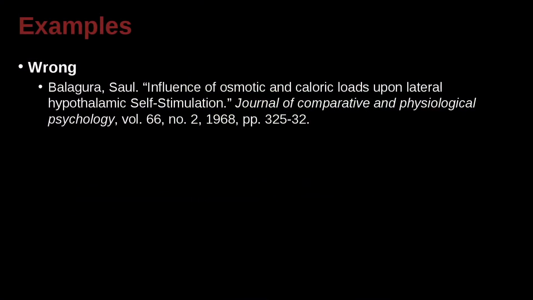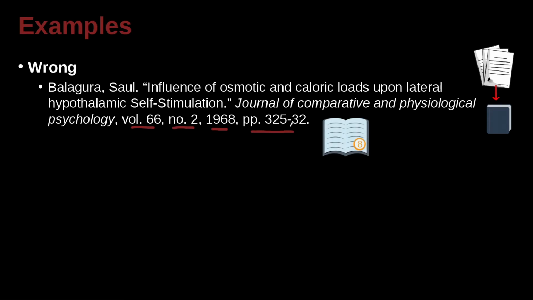Alright, a straightforward example here, Bagora Sol. We have the paper name, Influence of Osmotic and Caloric Loads upon Lateral Hypothalamic Self-Stimulation. We have the quotation marks, so that means it's an article. It's inside the Journal of Comparative and Physiological Psychology. We have the volume number and the number. We're using commas here. We have the year, 1968, and we have the page numbers, pp. 325 to 332.